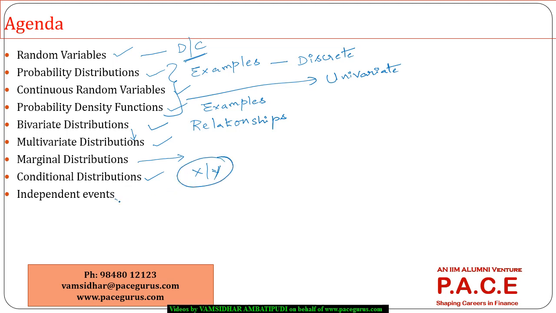And towards the end, we would be looking at independent events and how the distributions are going to come up with respect to the independent event. So let's get started with all these things.